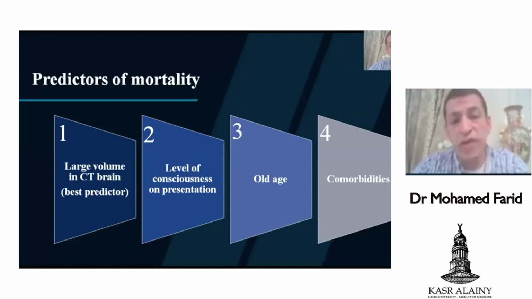Predictors of mortality in subarachnoid hemorrhage. The large volume of blood on the CT brain is the best predictor. Others are level of consciousness on presentation, old age, and comorbidities.